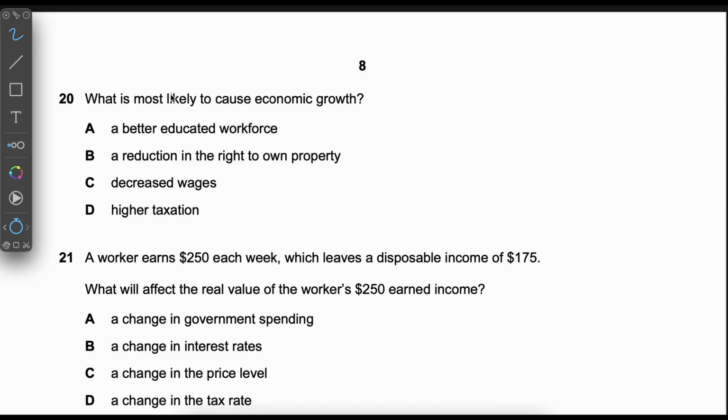Okay, 20. What is most likely to cause economic growth? Okay, let's just go through these. A better educated workforce, a reduction in the right to own property, decreased wages, higher taxation. Quite easily reading all of these, the only positive one out of them would be A. A better educated workforce is going to cause economic growth. We are increasing the quality of our labour force, essentially shifting our PPC outwards, and that will give us economic growth. All of the others are likely to lead to the opposite.